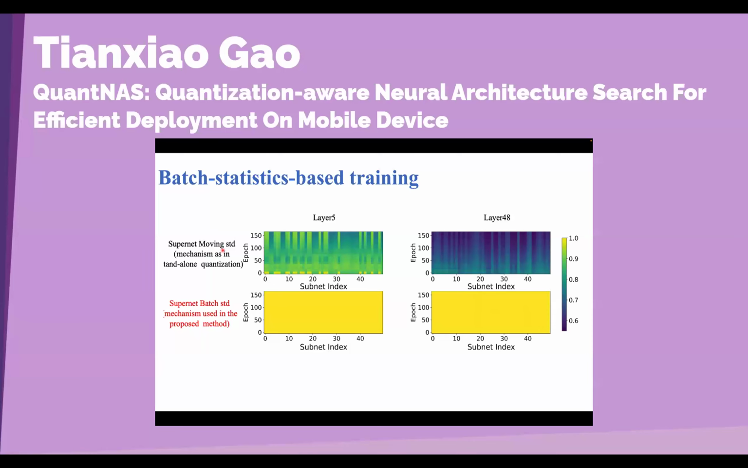Based on this investigation, we propose a stable batch statistic-based training strategy for quantized SuperNet. Instead of folding the moving STD of the SuperNet, we fold the STD of the target batch into the sampled weights. The quantization takes the folded weights as input, and the shared conv layer is used as a single conv to simulate the deployment behavior.